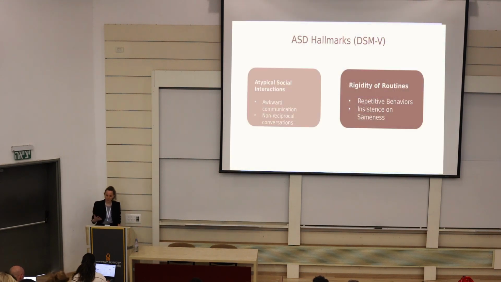As most of you know, the two major diagnostic criteria of autism relate to interaction with the environment. The atypical social interaction includes awkward communication, and they lack the typical back and forth type of communication. And the rigidity of routines, which I'd like to focus on today, includes repetitive behaviors, inflexibility, and insistence on sameness.